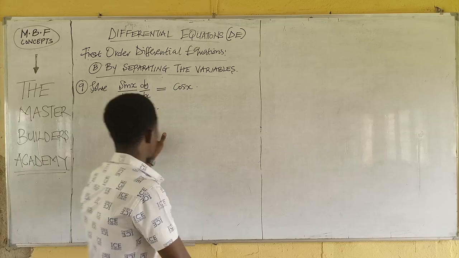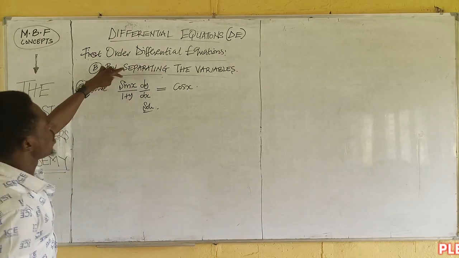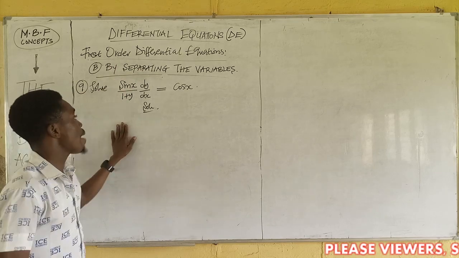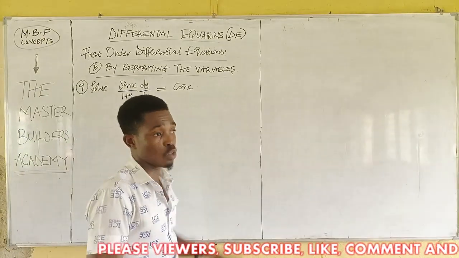In fact, make question number 9 on the board. Get started. Now we are asked to solve sine x over 1 plus y dy over dx is equal to cos x. This is what we are asked to solve, right?